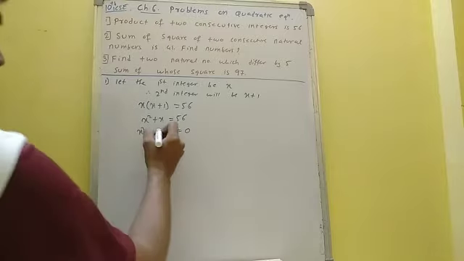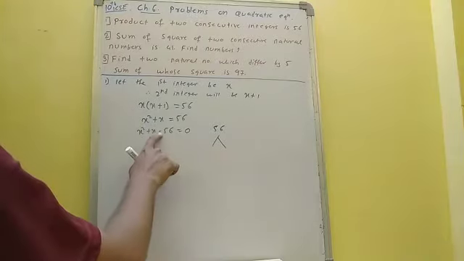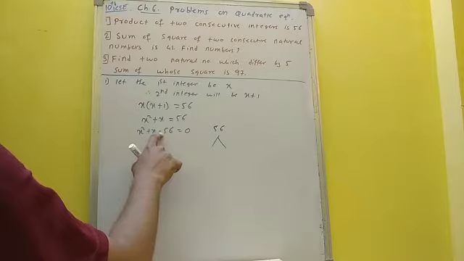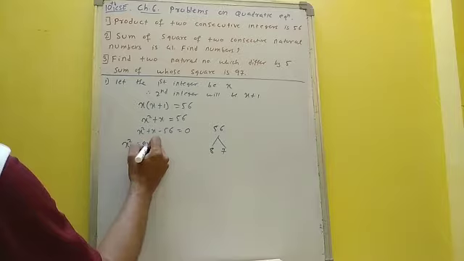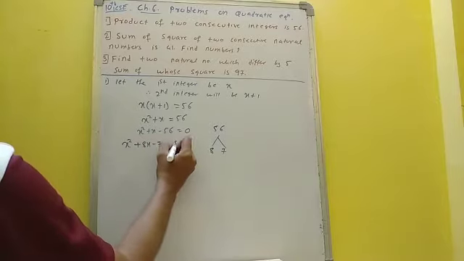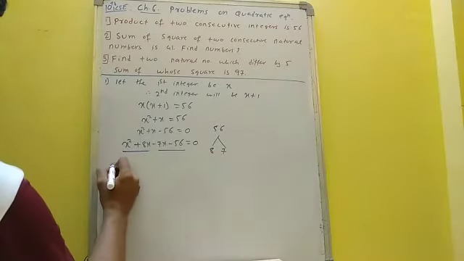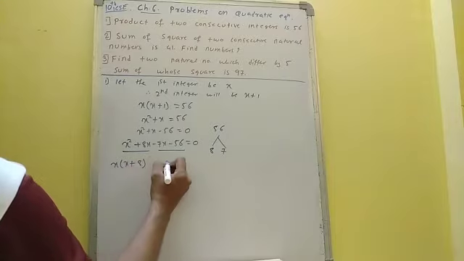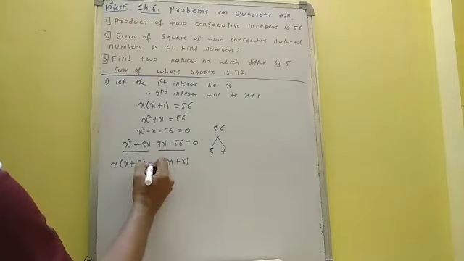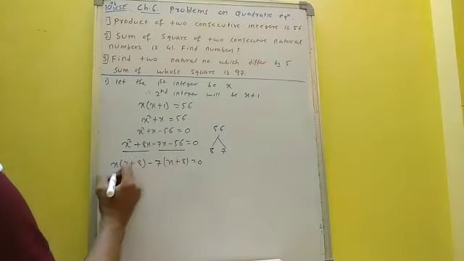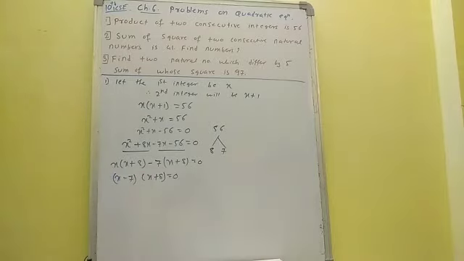So we need to split 56 in such a way that in subtraction I should get 1. This then tells me that we should have 8 and 7, since 8 sevens are 56. So this can be written as x square plus 8x minus 7x minus 56 is equal to 0. So we can take x common. I have x plus 8, and x plus 8 over here also. As the sign is changed, we will take minus and 7 common. So x minus 7 and x plus 8 is equal to 0.